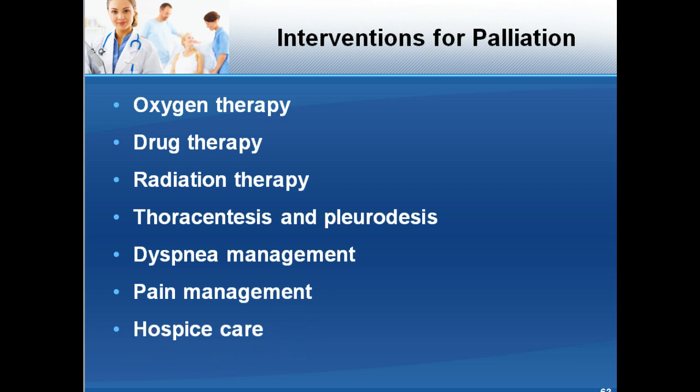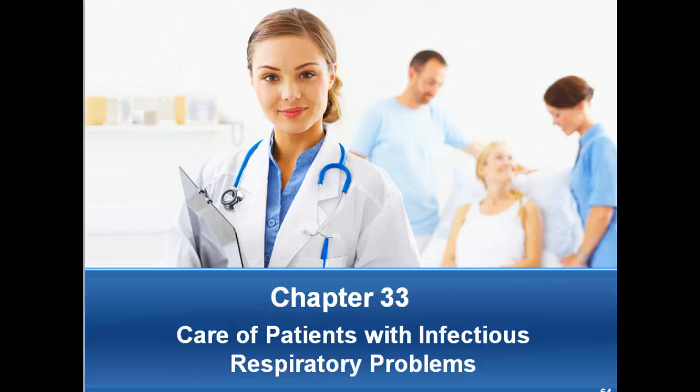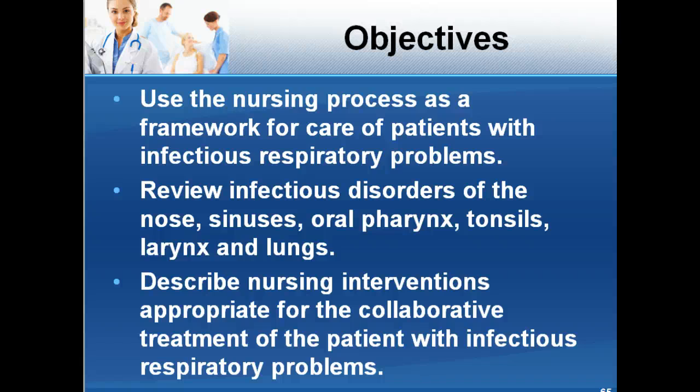Okay. Next, we're going to start talking about chapter 33, which is care of patients with infectious respiratory problems. Initially, what we were talking about were non-infectious respiratory problems, asthma and all the little disease processes that I described. Objective: use the nursing process as a framework for care of patients with infectious respiratory problems, with a review of infectious disorders of the nose, sinuses, oropharynx, tonsil, larynx, and lungs.